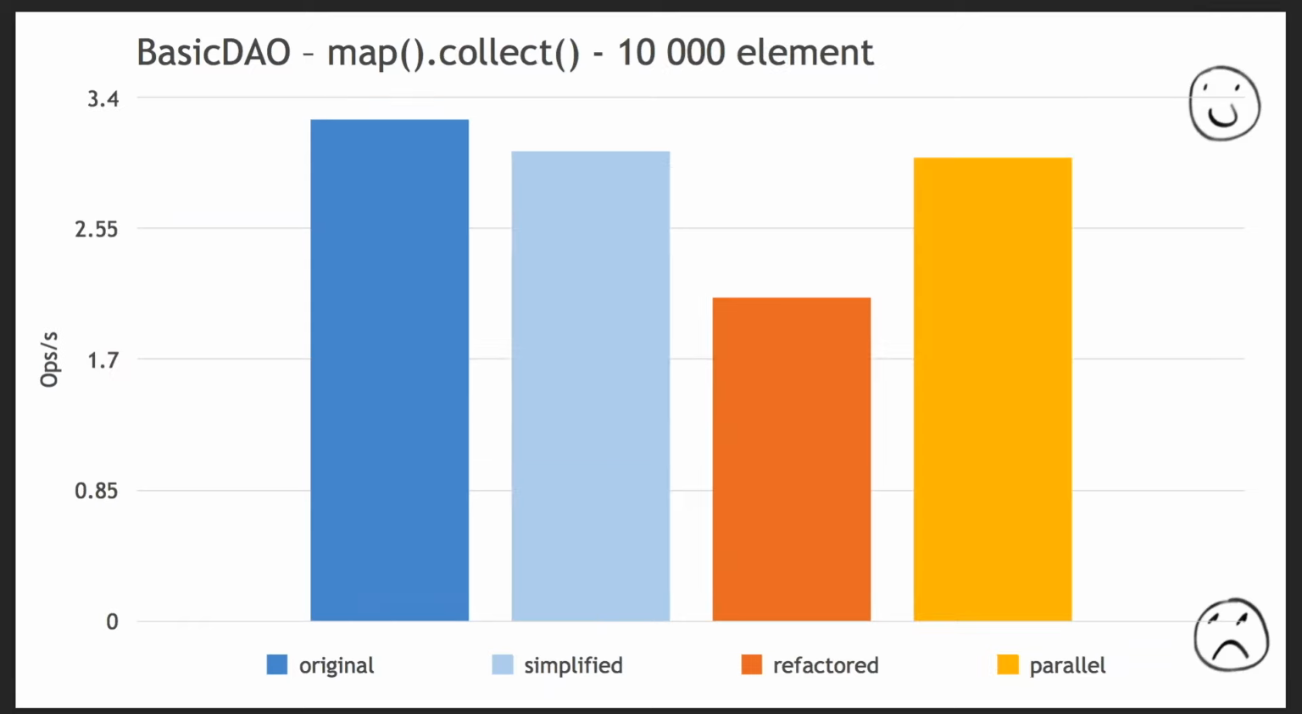If we add a few more elements into the list that we're iterating over, so in this case 10,000 elements, then we see that the initial allocation of the list size really starts to make very little difference, and parallel starts to become much more performant. But our refactored code is still not performing quite as well as the other examples. Again, we're not talking about orders of magnitude, but it does perform a little bit poorer.